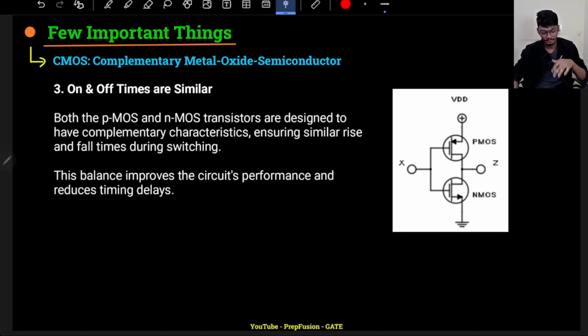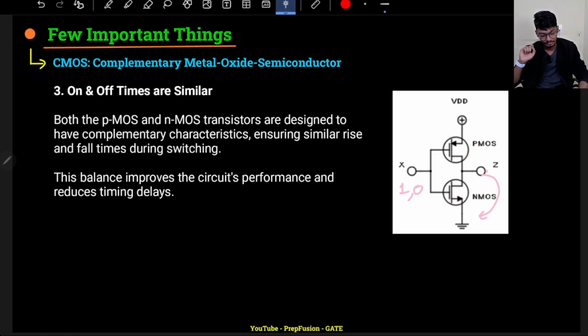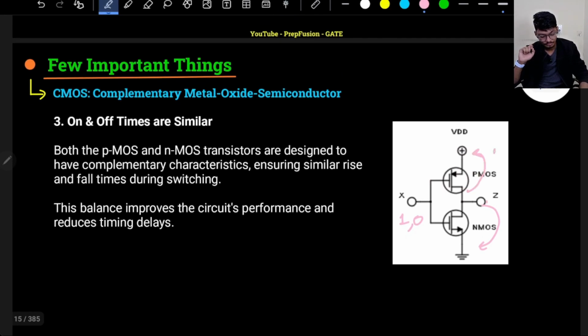Third point is that on and off times are similar. As it is symmetric, the on and off times will be almost similar. There will be a bit of difference, but we design our PMOS and NMOS such that the on and off times are similar. Why? When you make the input high, NMOS turns on. I hope you know basic MOS, CMOS. If NMOS turns on, the output Z will be pulled down due to the NMOS. And when X is 0, the PMOS turns on, and the pull up happens due to the PMOS.